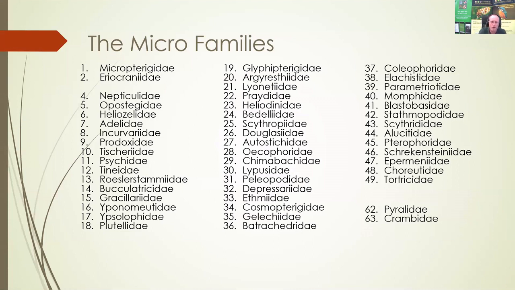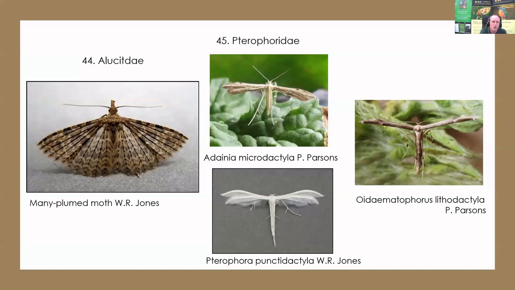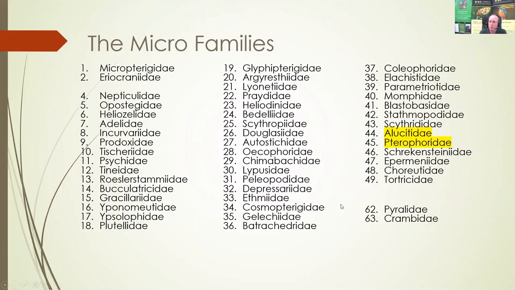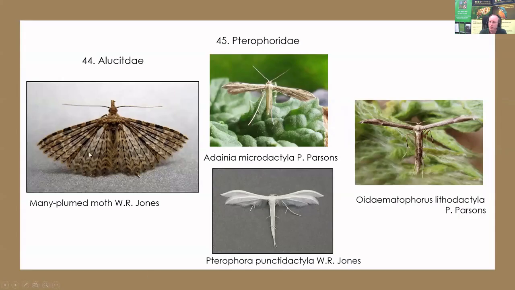So for example, let's look at these two, Alucitidae and Pterophoridae. So these are the plumes. There's only one species of Alucitidae, that's the many-plumed moth. Some people call it the 20-plumed moth, which is a ludicrous name since it's got 24 plumes, so I always call it many-plumed moth. And it's distinctive and unique amongst the British fauna.